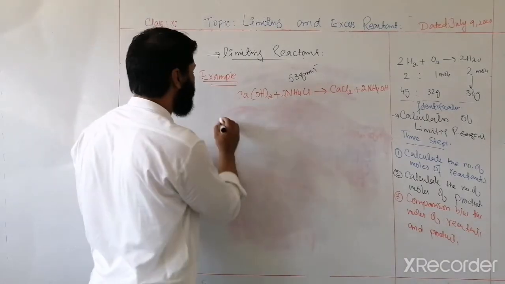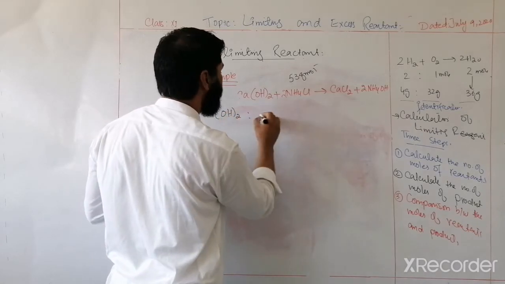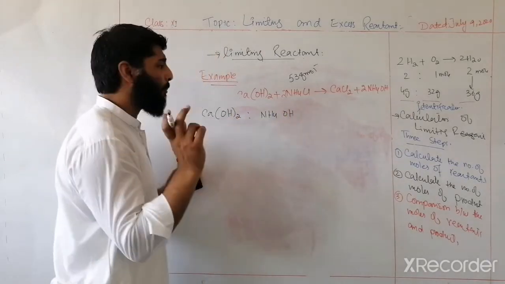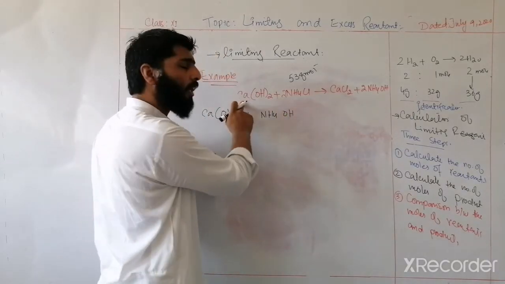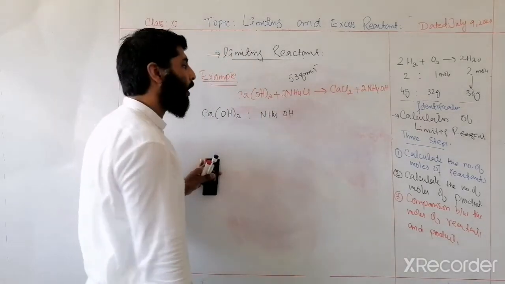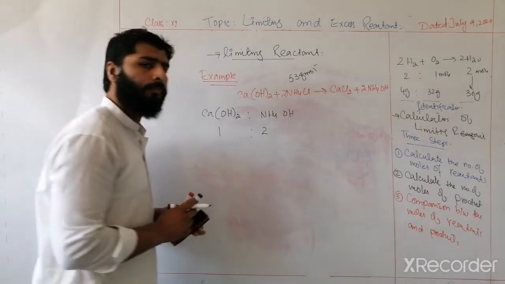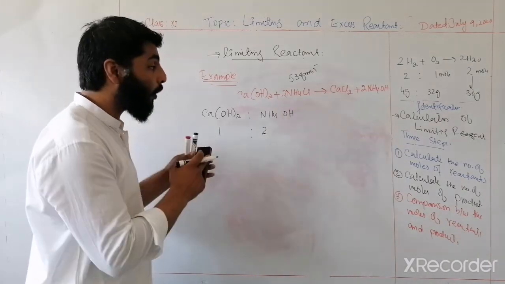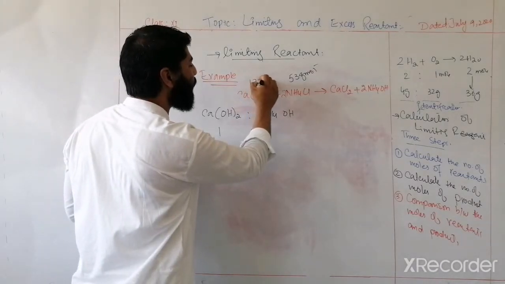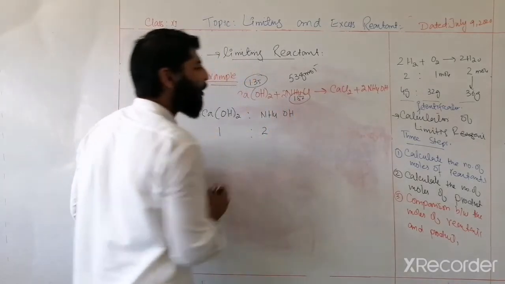Students, let's make a comparison of calcium hydroxide with ammonium hydroxide. According to the balanced chemical reaction, 1 mole of calcium hydroxide is used to produce 2 moles of ammonium hydroxide. So molar ratio will be 1:2. How many moles are you given? For calculation, you are given 1.35 moles for calcium hydroxide and 1.87 moles for ammonium chloride.